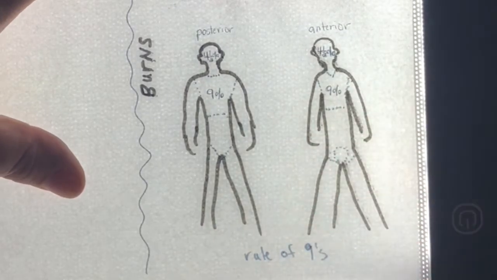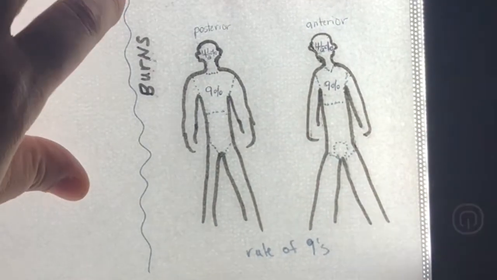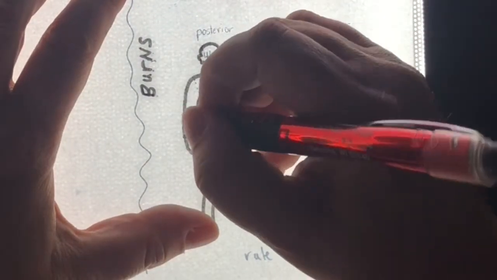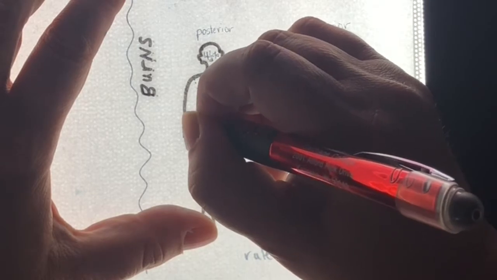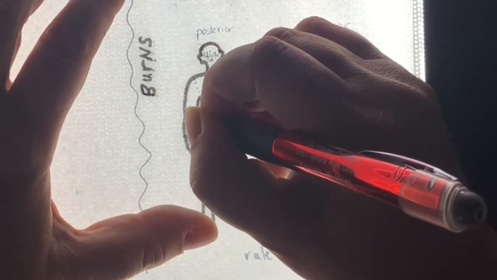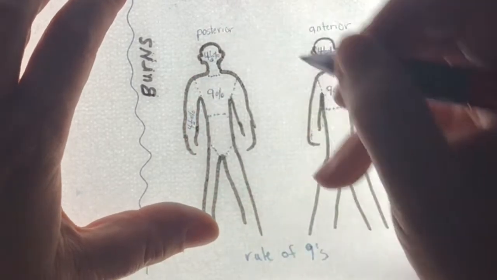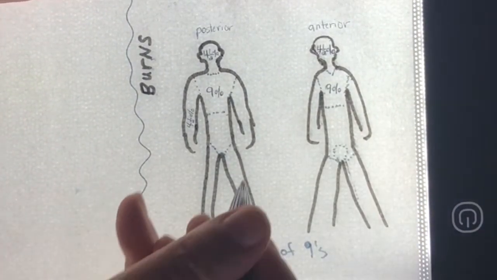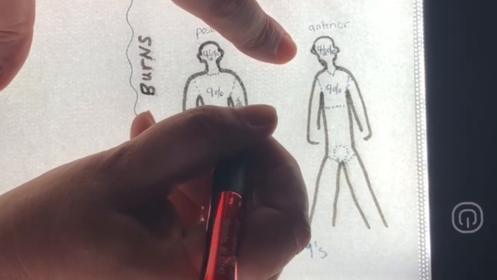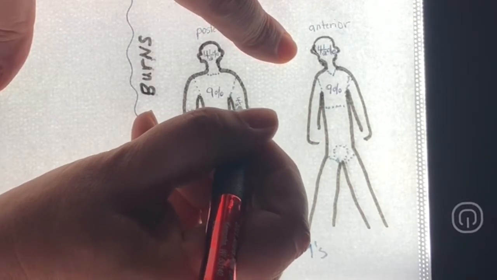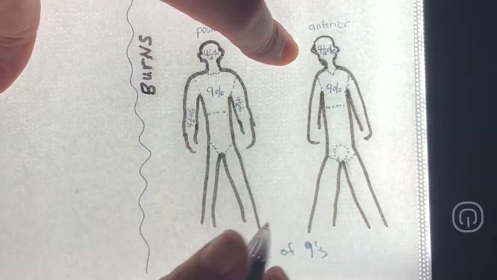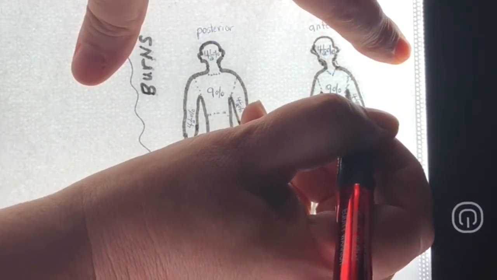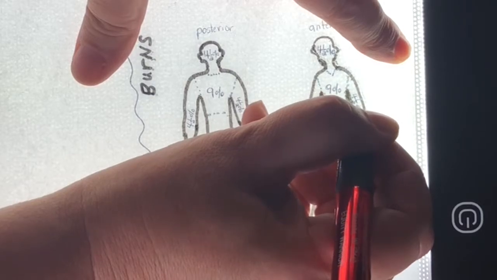So the anterior of the head and neck, 4.5%. The posterior of the head and neck, 4.5%. The anterior of the thoracic region, 9%. The posterior of the thoracic region, 9%. The anterior of each arm, 4.5%. The posterior of each arm, 4.5%. That means that each arm has a total percentage of 9%. So if you were burned from the shoulder down, only the left arm, then that would be 9%.